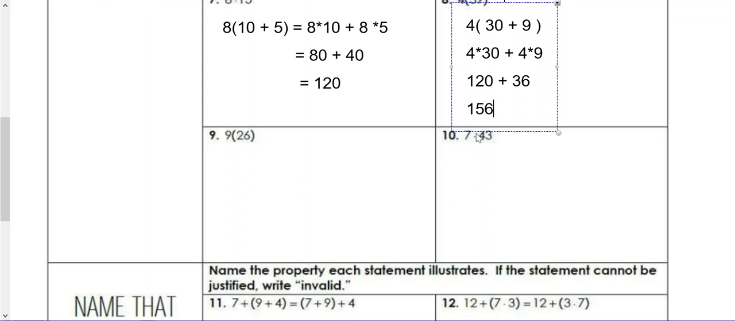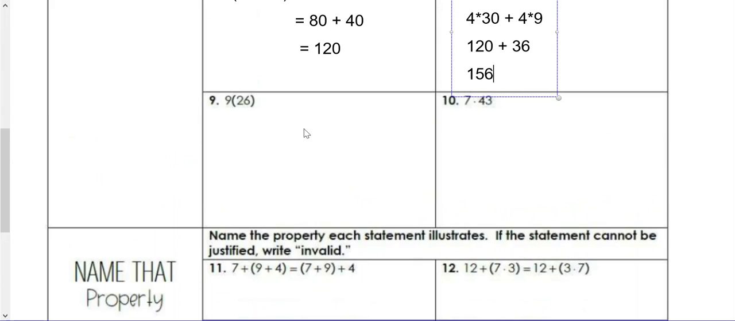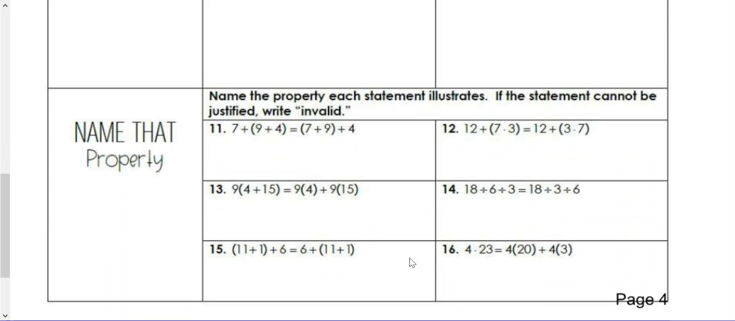Now I'm going to have you do 9, 10, 11, 12, 13, 14, 15, 16. 9 and 10 are just like 7 and 8. For 11 through 16, you're actually going to state the property. Remember, if it's a division or subtraction, that's probably going to be invalid. And so we'll go through this in a minute.